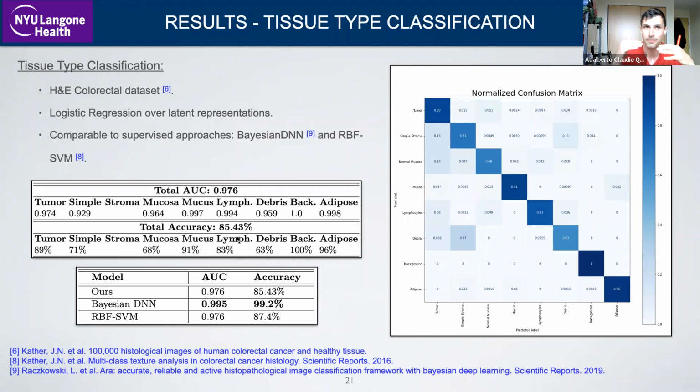So in the end, although there's a loss in performance when you have the completely supervised methods, especially compared to the Bayesian DNN, the fact that you are training these representations in an unsupervised manner shows that you are picking up cellular features.